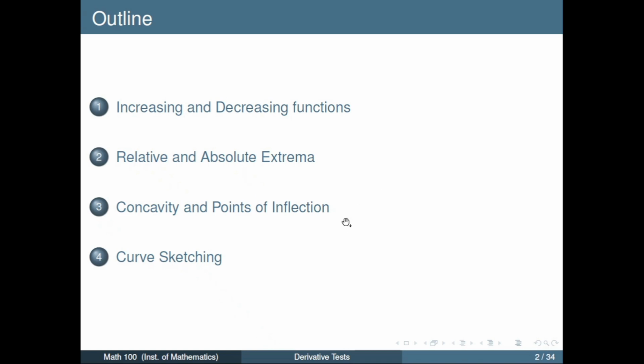Third, we will define concavity and use the second derivative test to describe the concavity of a graph and also to get the points of inflection. And lastly, we will use all the concepts we've learned from the first three parts in order to sketch a curve.